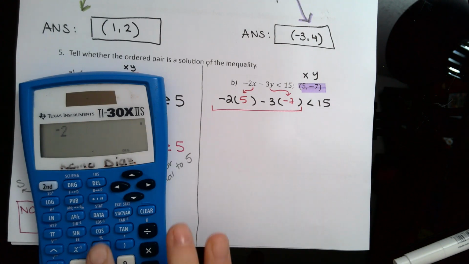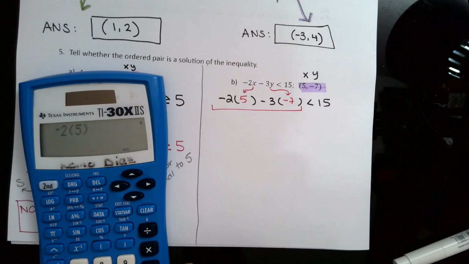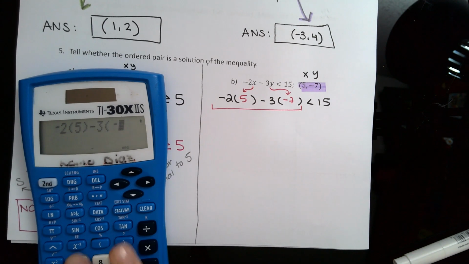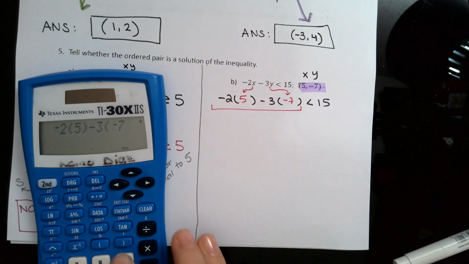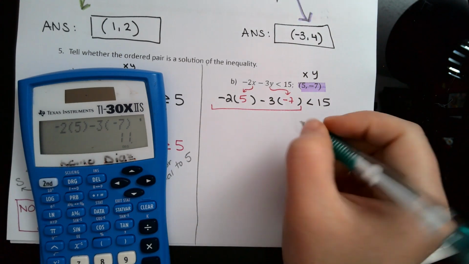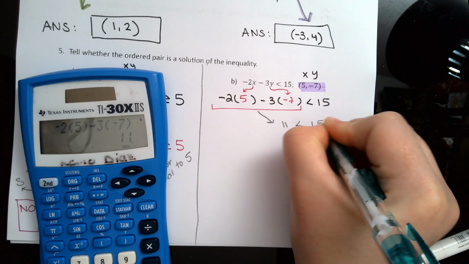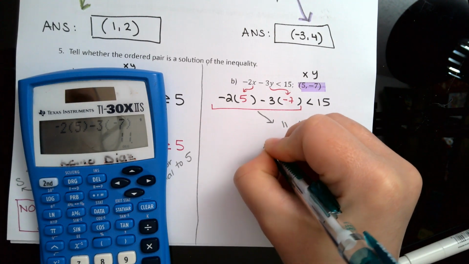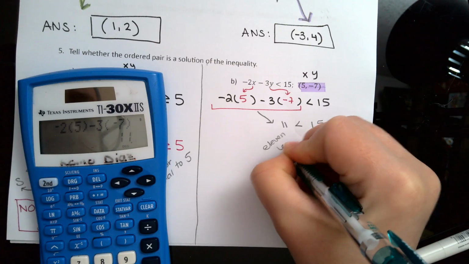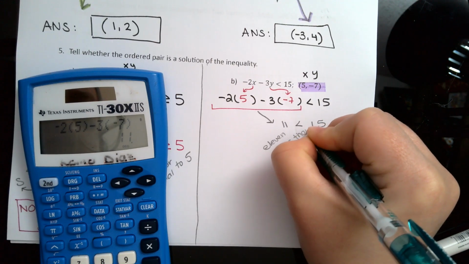Negative 2. Open 5. Close it. Minus 3. Open. Negative 7. Close it. And we get 11. So calculator, 11 and 15. Let's go and translate this. 11 is less than 15.